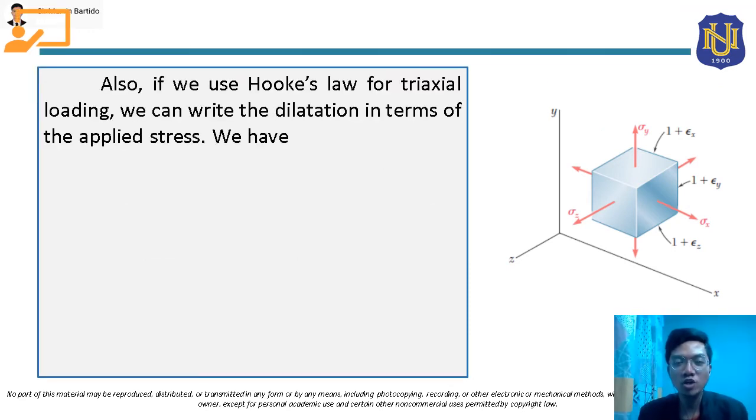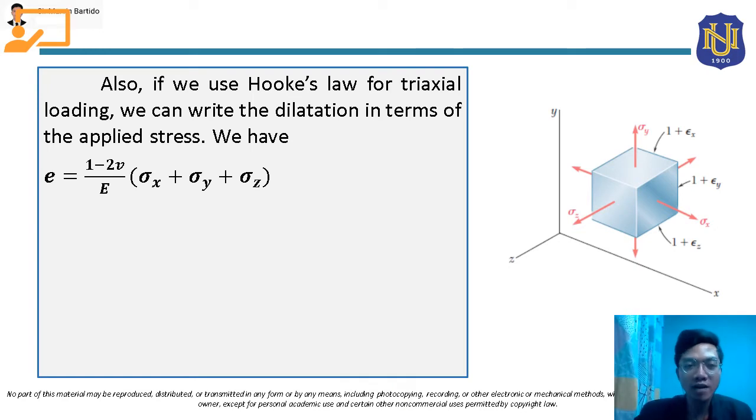Also, if we use Hooke's law for triaxial loading, we can write the dilatation in terms of the applied stress. In dilatation, our formula is actually e equals epsilon x plus epsilon y plus epsilon z. If we substitute the formulas for epsilon x, y, and z from the triaxial loading of Hooke's law, the resulting formula will be this.